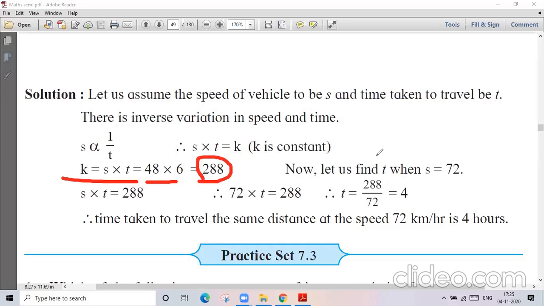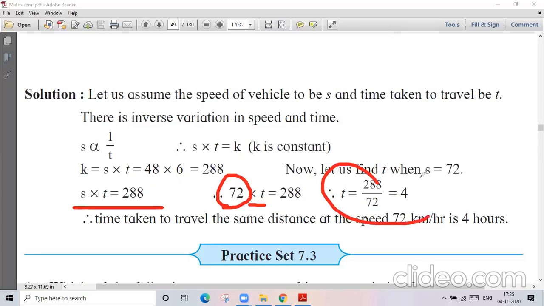K तुम्हाला मिळाला. Now let us find out t when s is equal to 72. When s is equal to 72, so t into s is equal to 288. S किती आहे, 72. T we have to find out. Division करा, you will get 4 hours.